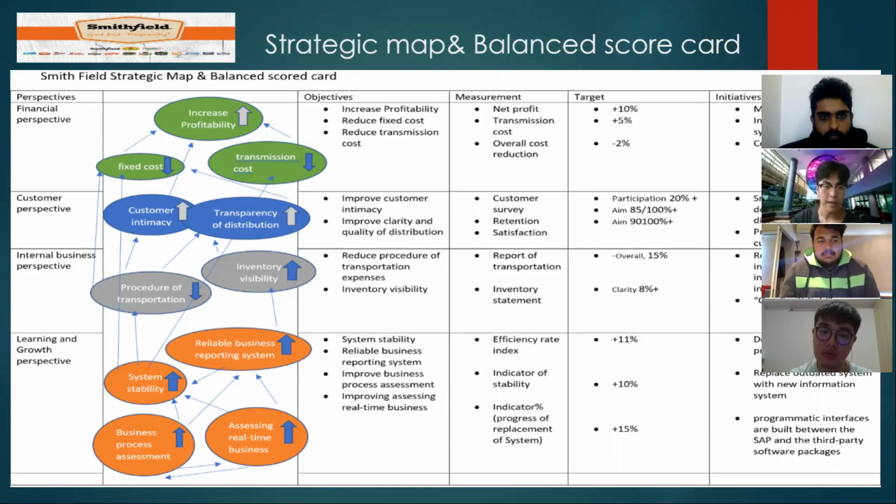growth perspective. In that area, the rebuilding of the basic IT systems and the development of the centralized system increase system stability and create a reliable business system. That also leads to reduced fixed costs and transmission costs. This development also led to the disappearance of many intermediaries between customers and the Smithfield company. Absolutely, this increases the trust and familiarity of customers, which in turn leads to the ultimate goal of increasing profits. So these are the relations of the strategic map for Smithfield company.